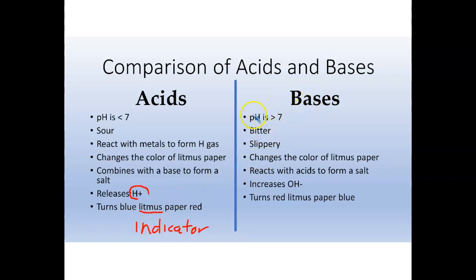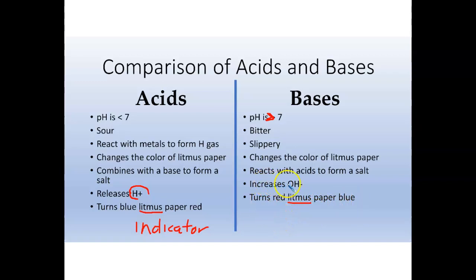The base is on the upper side of the scale, so if it's greater than 7, that's what this little symbol means. This means greater than. Okay, if it's greater than 7, then it's a base. And bases are bitter. They typically tend to be things that are slippery. They change the color of litmus paper. Don't forget that indicator is litmus paper. So if you put a piece of red litmus paper into a base, it would turn it blue. If you put blue litmus paper into a base, it would stay blue.